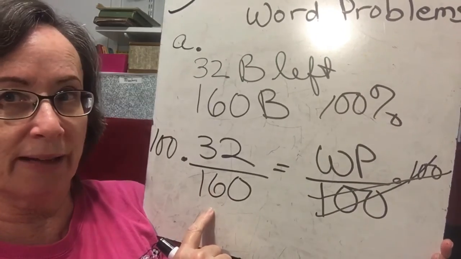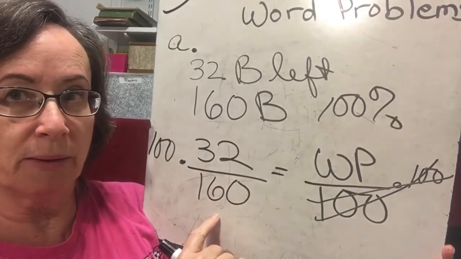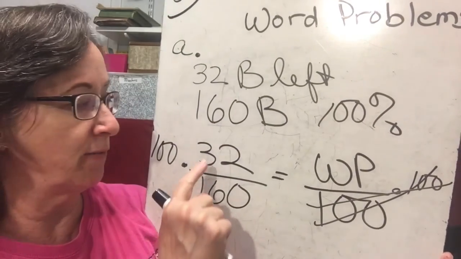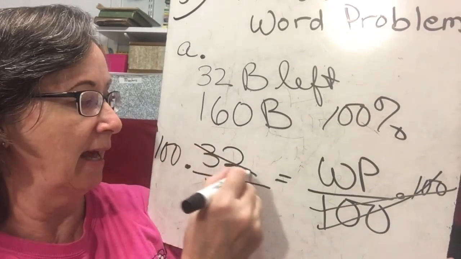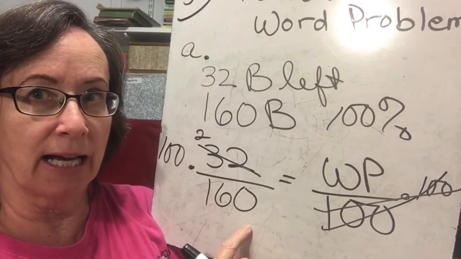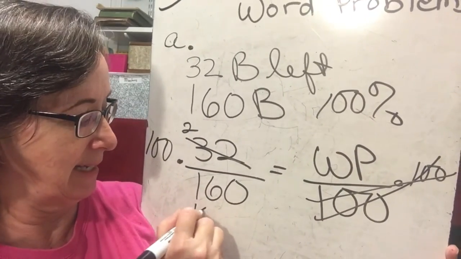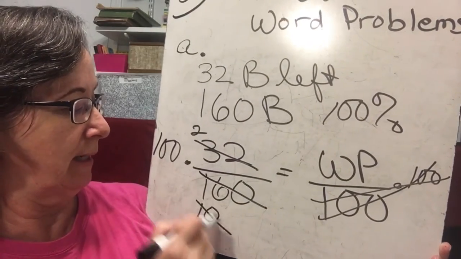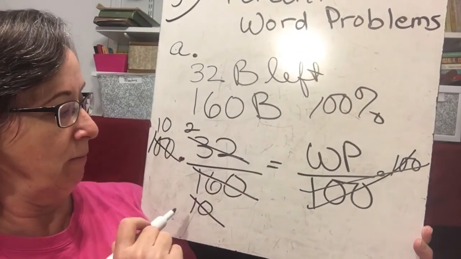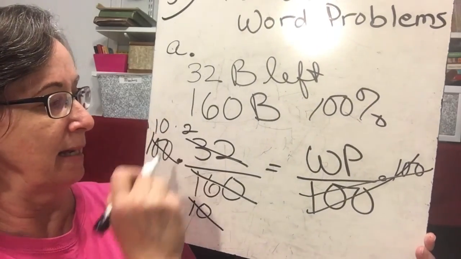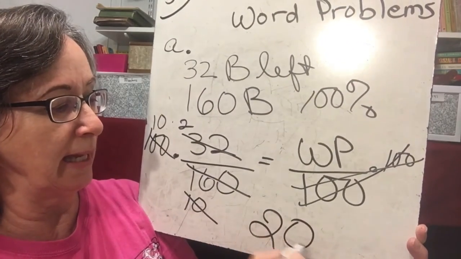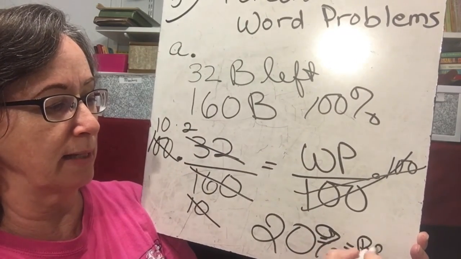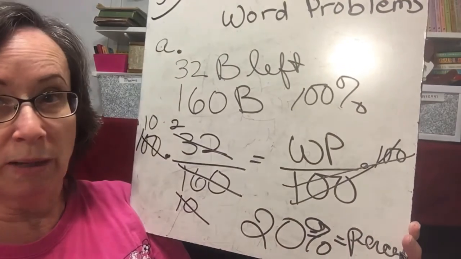So let's look at it. I've got a 32 and a 16 hiding in the 160. If I divide 32 by 16, I get a 2. And if I divide 160 by 16, I get a 10. Ooh, that made things a lot easier. So now the 10 and the 100 can cancel with a 10, and I wind up with only having 10 times 2, or 20. So 20 is my percent. That is the percent that I am looking for, 20%.